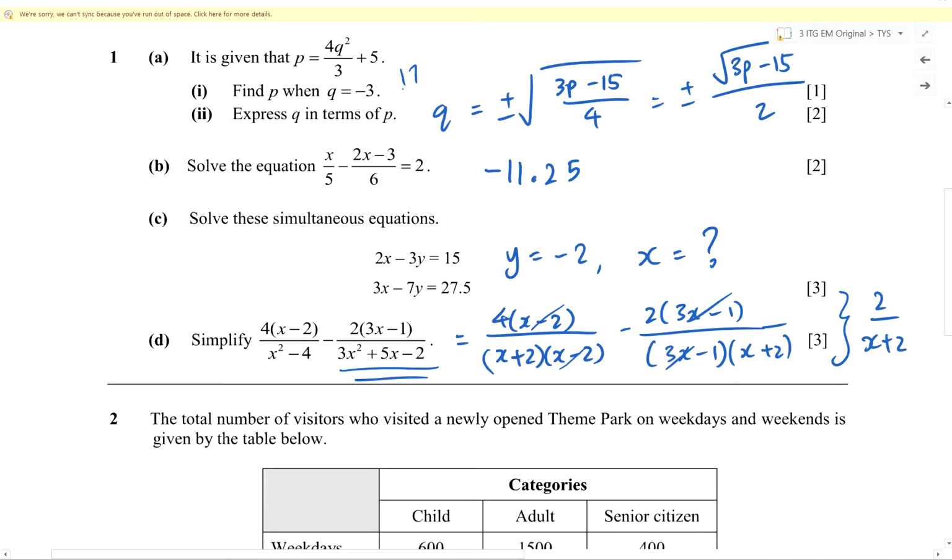Yeah, I didn't give you the answer for part B, right? No, part C. Part C, x is 4.5 or 9 over 2.